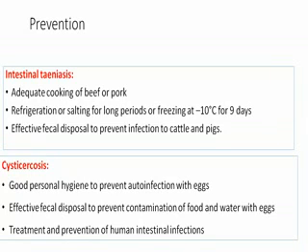And in case of cysticercosis, the first thing, to prevent external auto-infection, is good personal hygiene, to prevent auto-infection with the eggs. And next one, effective fecal disposal to prevent contamination of food and water with the eggs.